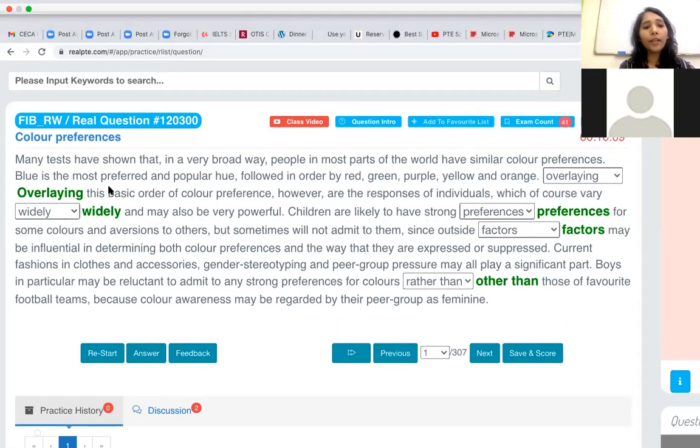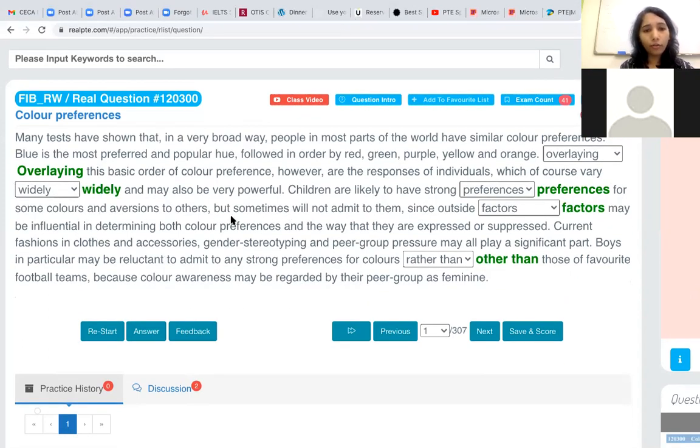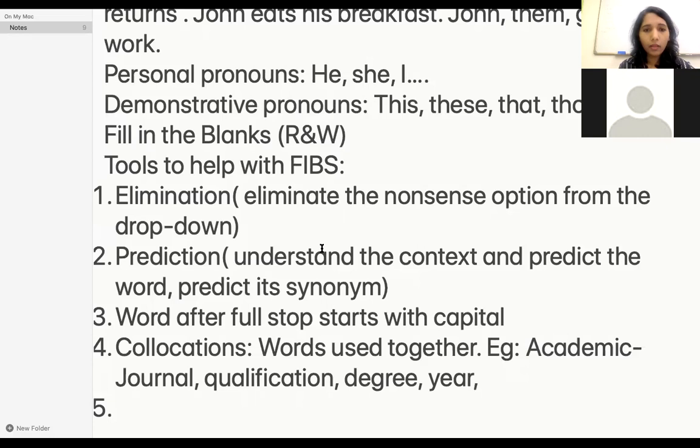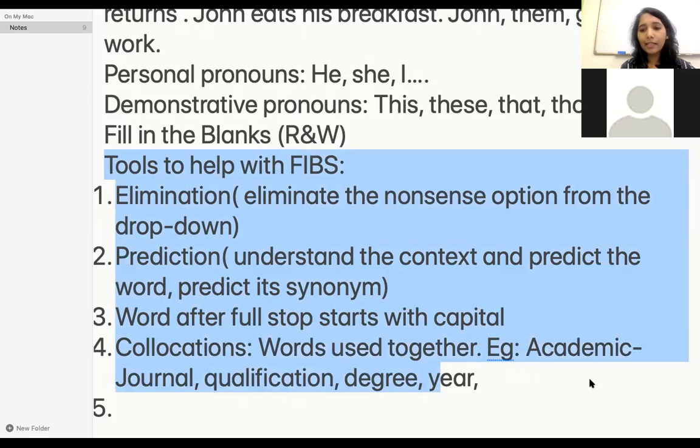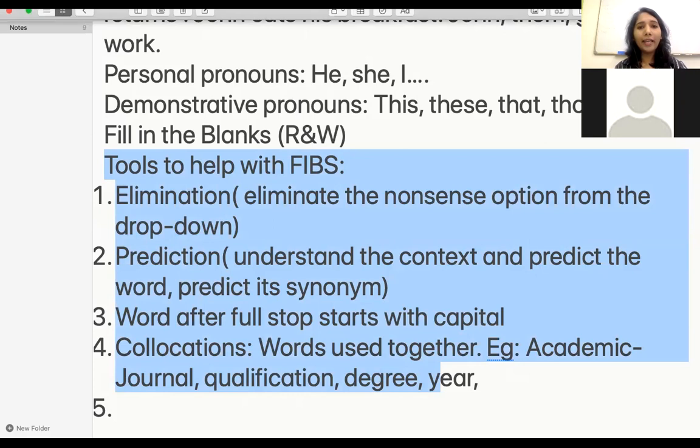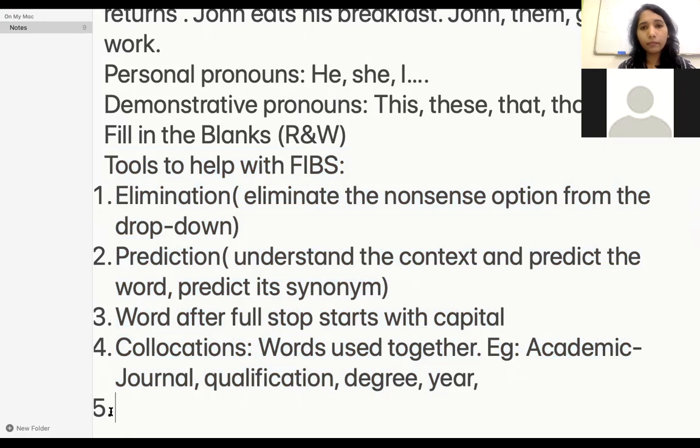Take a screenshot of this if you wish, because this is going to help you to think or approach it in a certain way. So these are the tools to help with your fill in the blanks: the elimination method, the prediction method, and all these. These are the tools that you can use. Clear? Any doubts?